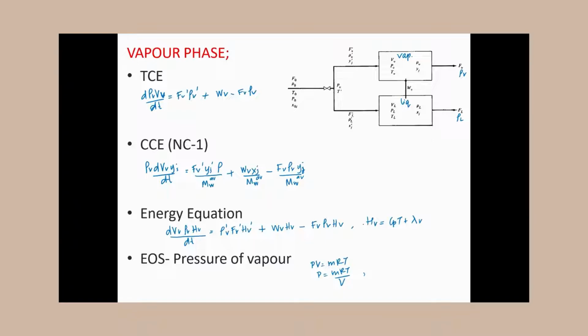In order to get the value for hV, the formula is hV equal to Cp T plus lambda V. And the last one is the pressure of the vapor. To get the pressure of vapor, we use the formula PV equal to MRT, and we rearrange the formula to become P equal to MRT over V.